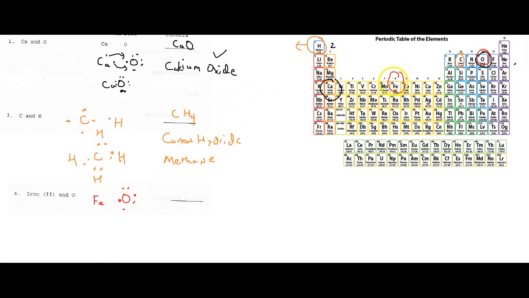Iron wants to either lose 1, 2, 3, 4, 5, 6, 7, 8 to go from 26 electrons to 18, or it needs to gain 1, 2, 3, 4, 5, 6, 7, 8, 9, 10 to get from 26 to 36 to gain 10 electrons. It needs to lose 8 or gain 10. Now, here's the problem. Iron still has positive in the middle, right? If you think about it, iron has a big positive core. In fact, it's got 26 electrons, 26 protons in there, right?